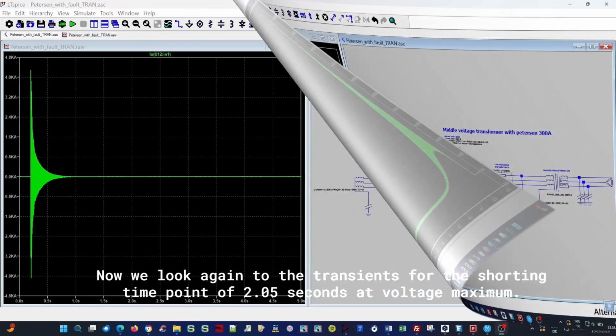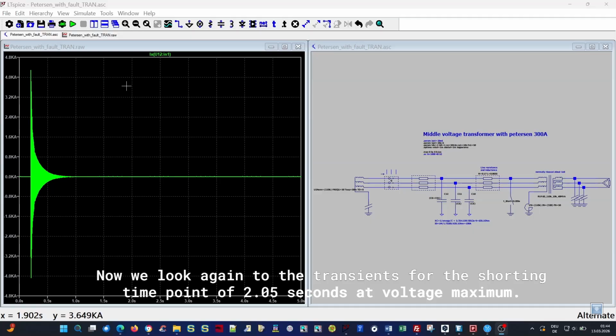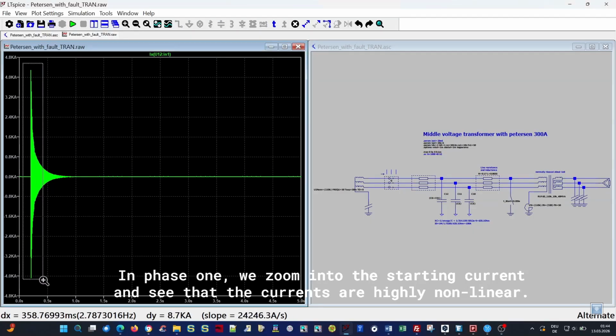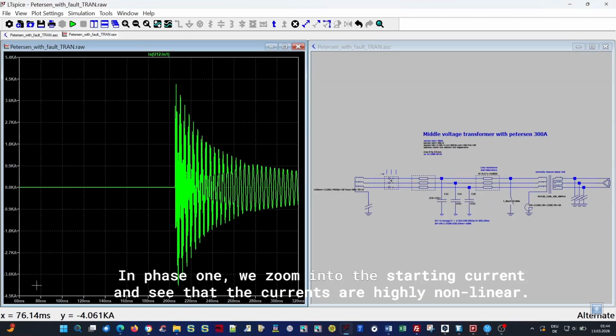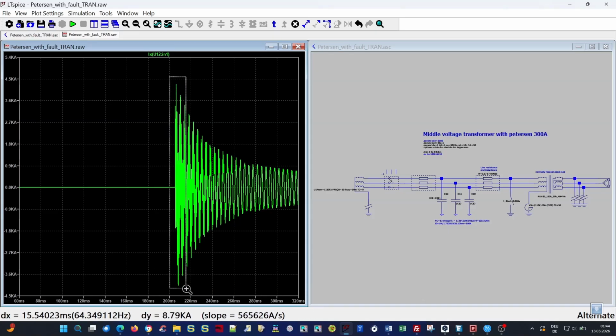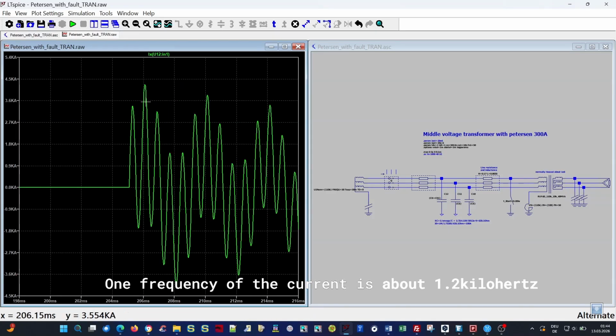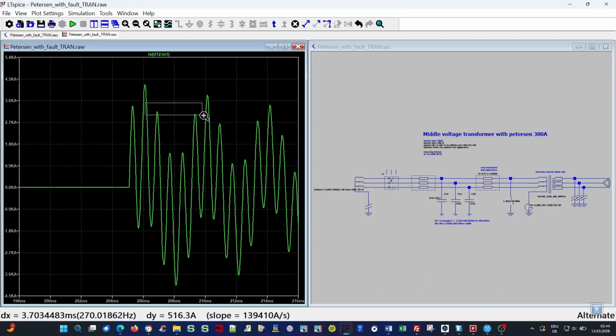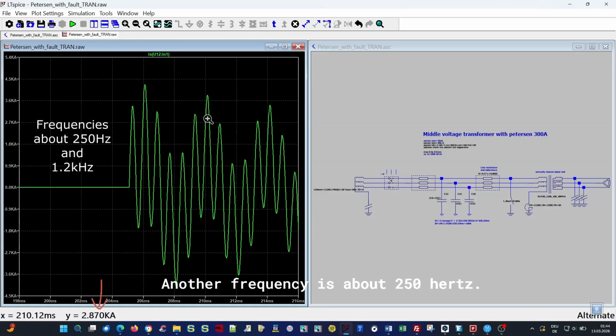Now we look again at the transients for the shorting time point of 2.05 seconds at voltage maximum in phase 1. We zoom into the starting current and see that the currents are highly nonlinear. One frequency of the current is about kilohertz. Another frequency is about 250 hertz.